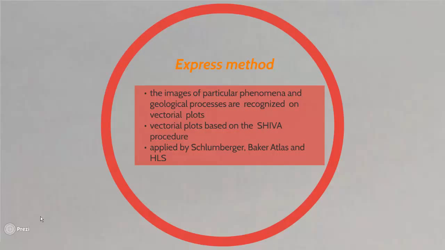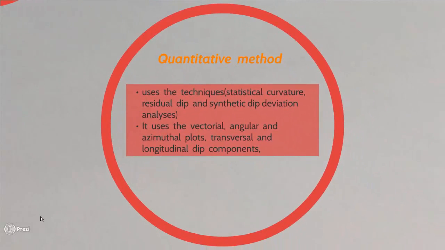The second one, quantitative method, uses the techniques statistical curvative, residual dip, and synthetic dip deviation analysis, which have been worked out and implemented by Benston and Hurley. This is more analytical method than the previous one and less complicated and labor-consuming than the stereographic projection method.